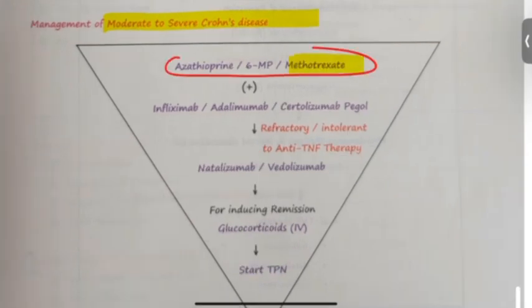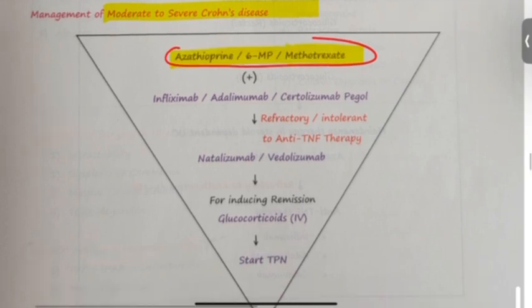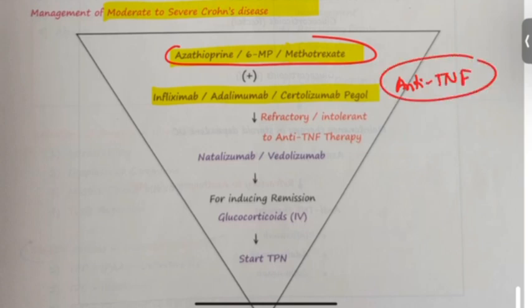So methotrexate, as we studied, steroids or methotrexate, both can be used. Okay, azathioprine, 6-mercaptopurine or methotrexate. Along with that, in combination we will go for this anti-TNF. So first the higher ones we are using.